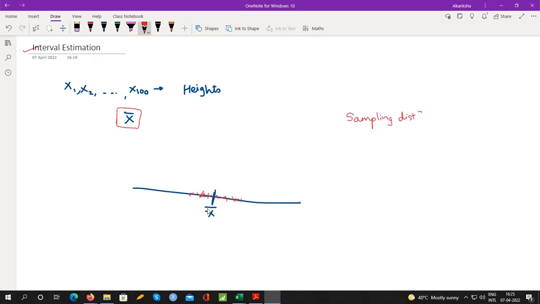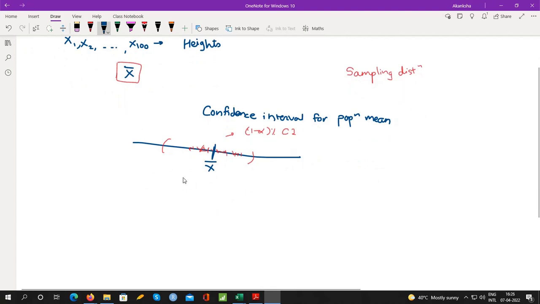While providing this x bar, along with it we also provide some upper and lower bound, some sort of interval, and it is known as a 1 minus alpha % confidence interval. So the word that is used is confidence interval. What do I mean by confidence interval? This is a confidence interval for a population parameter, here the population mean. So what is meant by that? Generally we take alpha to be 0.05, so my interval has 95% chances of capturing the actual population mean.